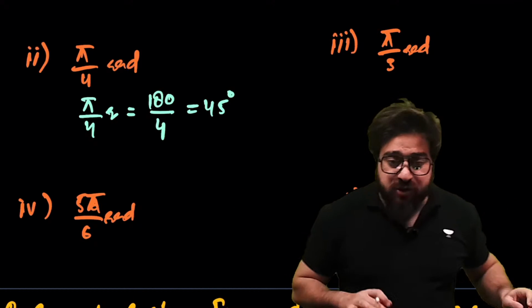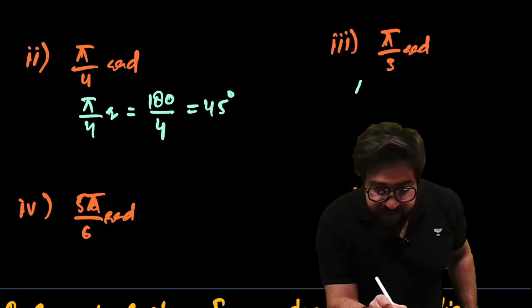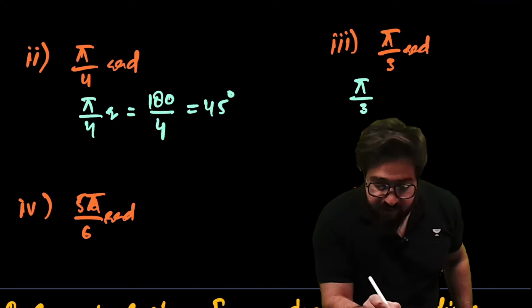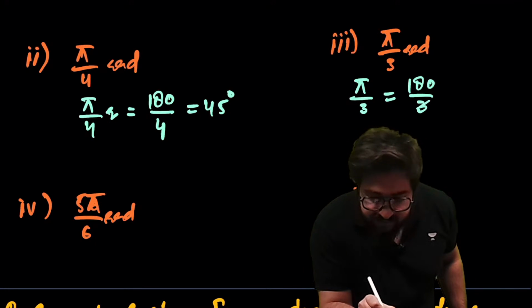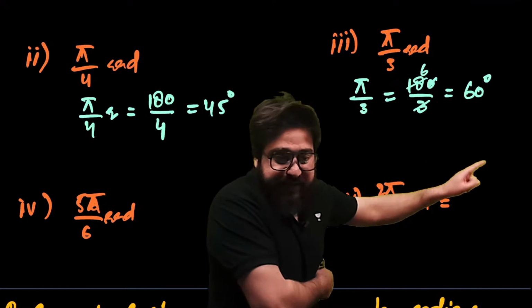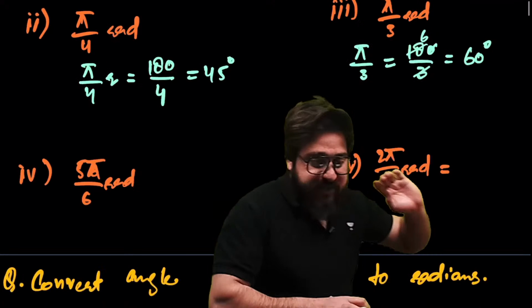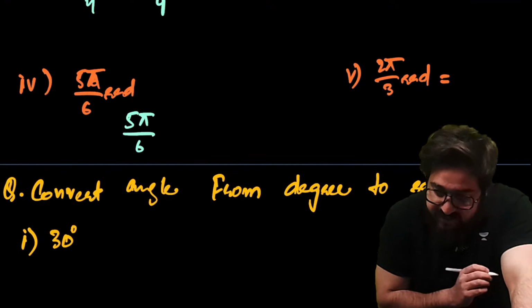Now let's talk about this one, pi by 3. When it comes to pi divided by 3, instead of pi we write 180 divided by 3. 3 ones are 3, 3 sixes are 18, 3 zeros are 0. It will come out to be 60 degrees. Now, similarly, we can say over here 5 pi divided by 6.